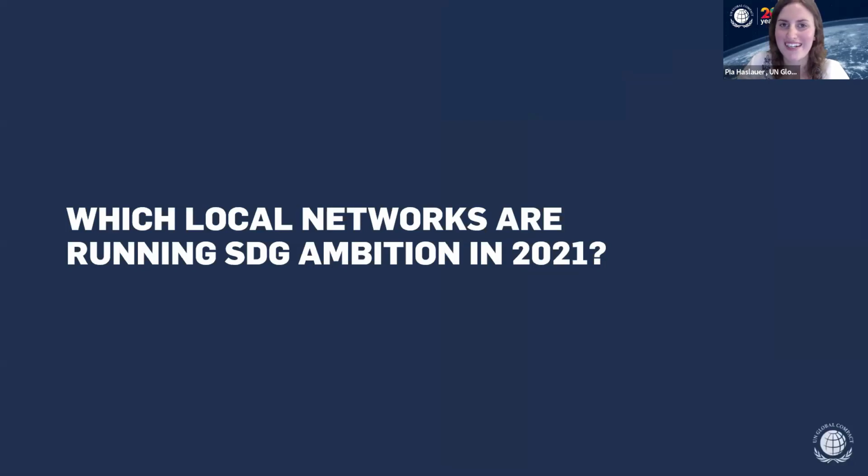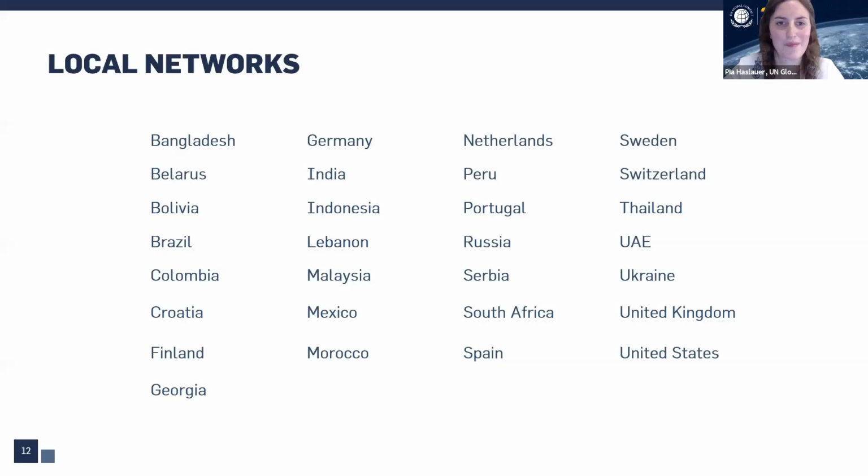So yeah, one question that comes in very much hand in hand with the global local track question is, which networks are participating in SDG Ambition in 2021? So here you can see the countries which will be running the program in 2021. But as I said, don't worry if your country is not on the list, because you can still participate in the global track.